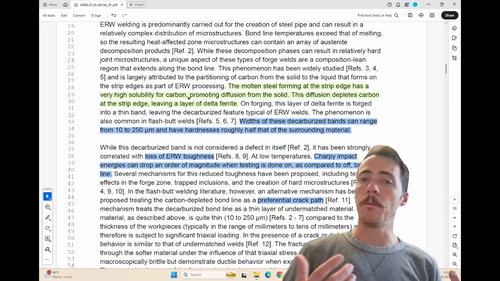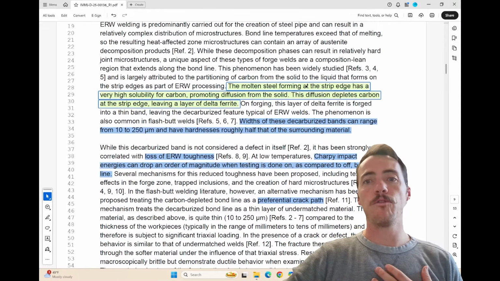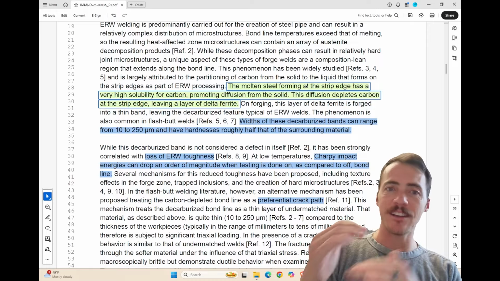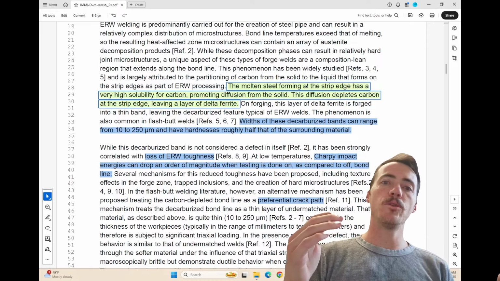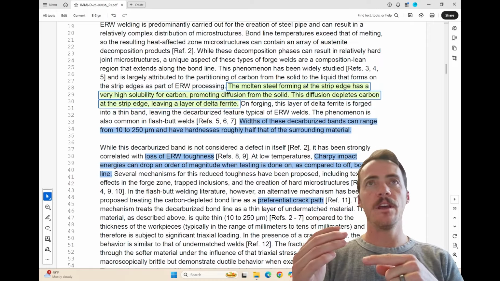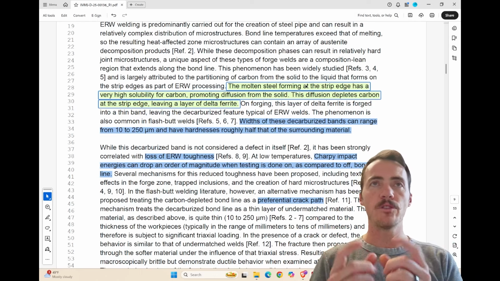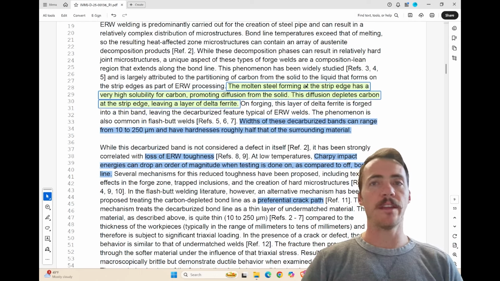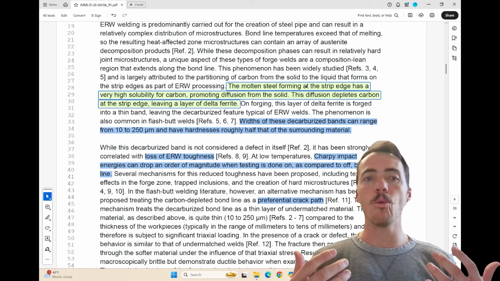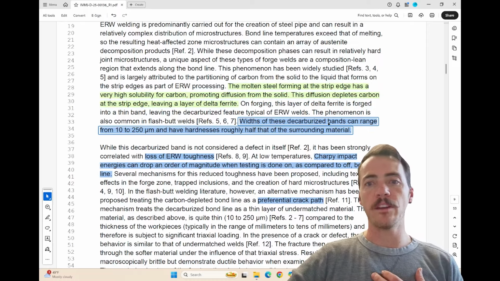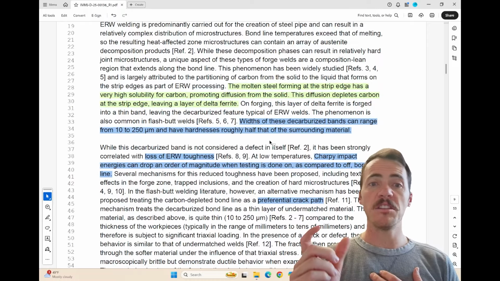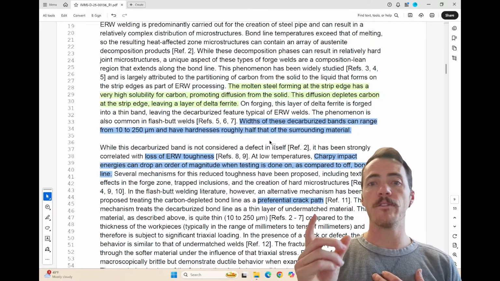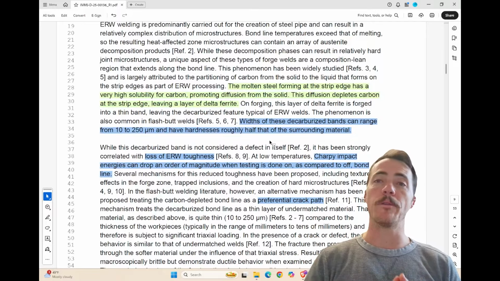Now, there's a problem in this process. It says here that the molten steel forming at the strip edge has a high solubility of carbon, and that promotes diffusion from the solid into that region, and thereby creating a diffusion region that has been depleted of carbon along the strip edge. And that's just going to be delta ferrite, so it's going to be weaker. It says here that widths of that decarburized bands, they can be 10 to 250 microns, and they have roughly half the hardness of the surrounding material.